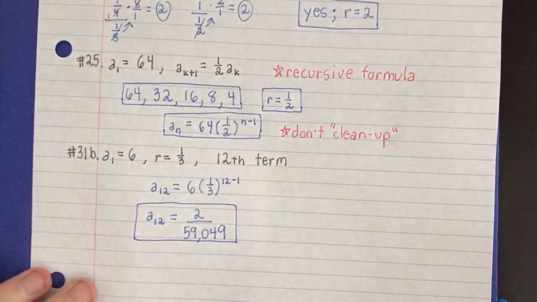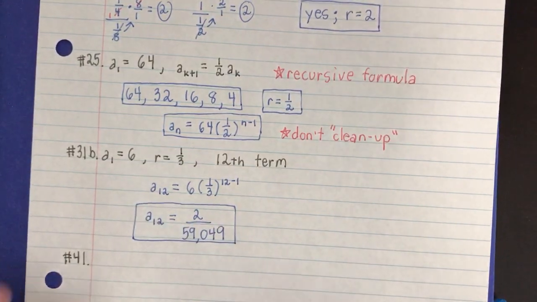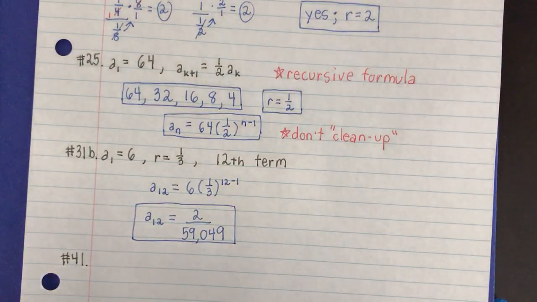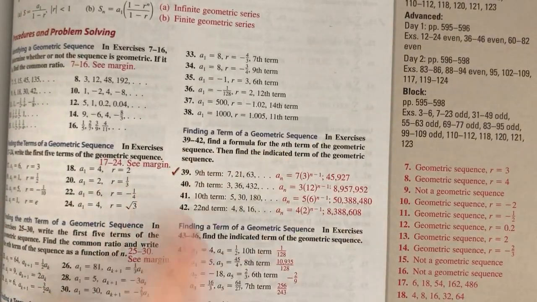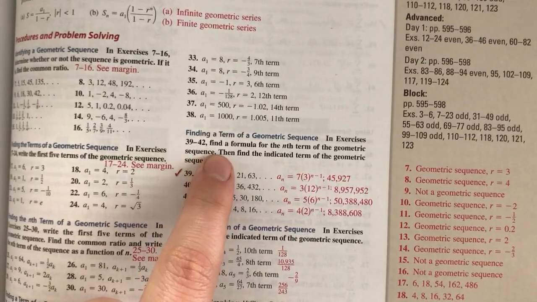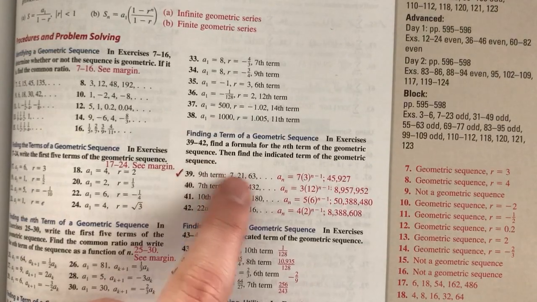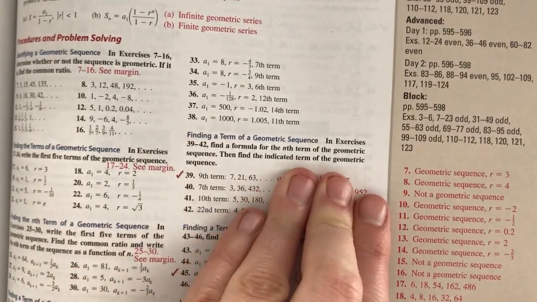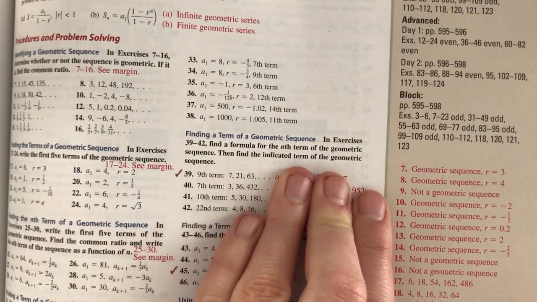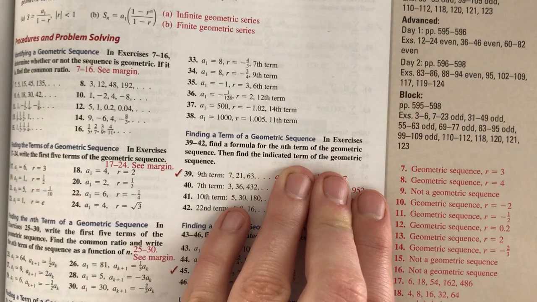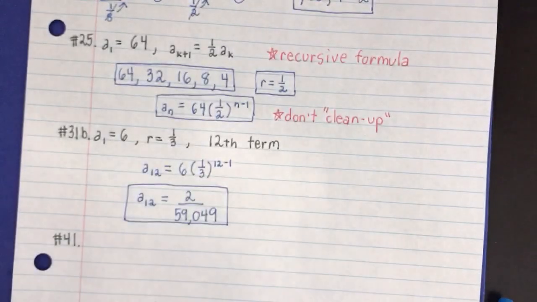Okay, last problem, number 41. The directions here: in exercises 39 through 42, find a formula for the nth term of the geometric sequence, then find the indicated term of the geometric sequence. So let's cover this. Number 41: we want the 10th term where the sequence goes 5, 30, 180.